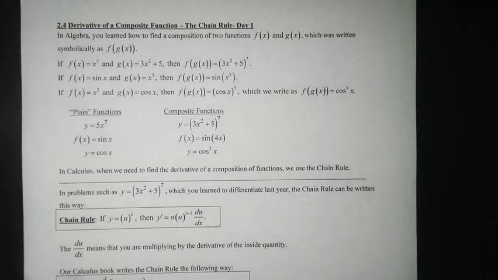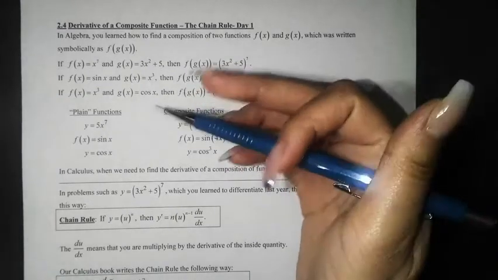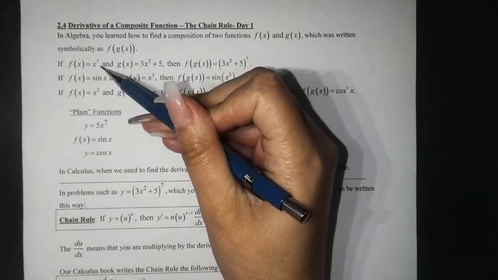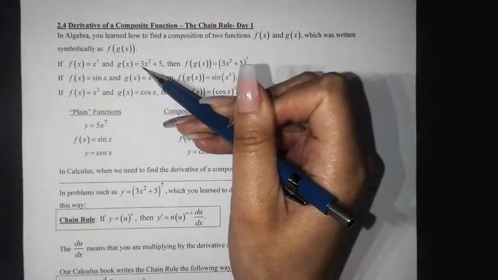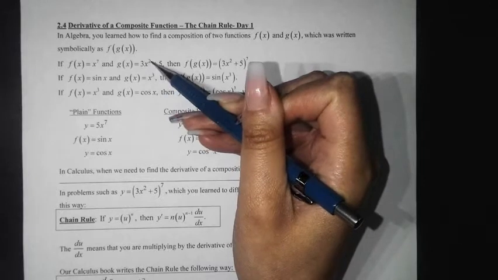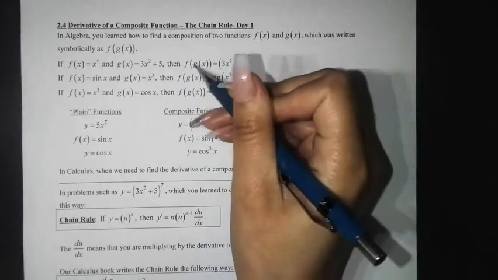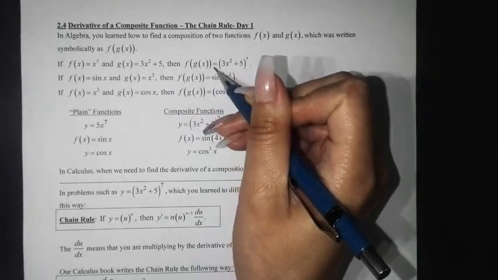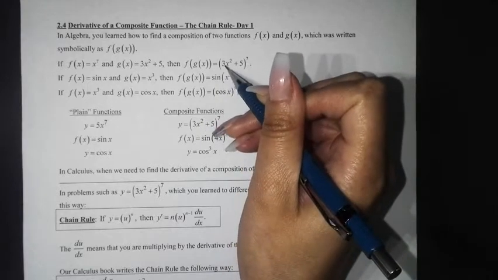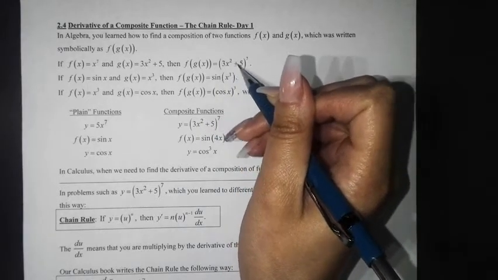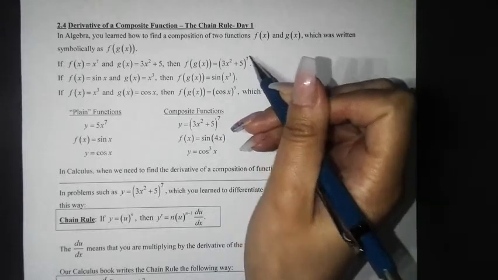So in algebra, you learn how to find a composition of two functions, f of x and g of x, which was written symbolically as f of g of x. If we have that f of x is equal to x to the power of 7 and g of x is equal to 3x squared plus 5, then you know that f of g of x is going to be equal to (3x squared plus 5) to the power of 7.